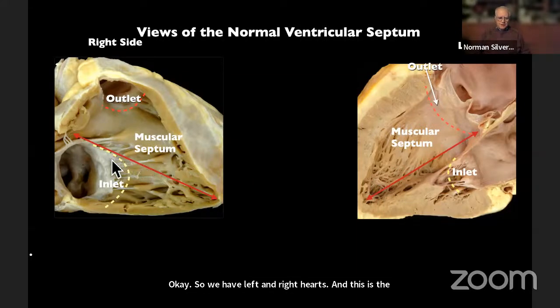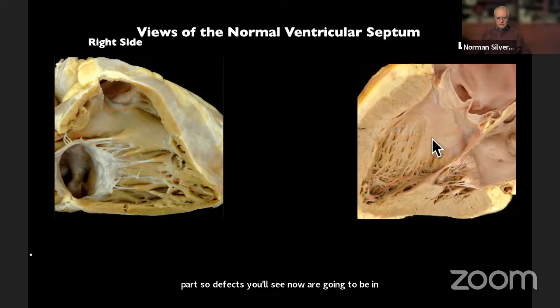And this is simply the part of the heart that really is associated with ventricular septal defects: the outlet, the inlet, and the muscular portion of the heart. And we see the same on the left side of the heart here. Notice that the inlet and outlet are equal distances from each other. And this is a very nice example of the fine crisscrossing apical trabeculations of the left ventricle, together with the smooth upper part. So defects you'll see now are going to be in the inlet, outlet, or muscular septum.